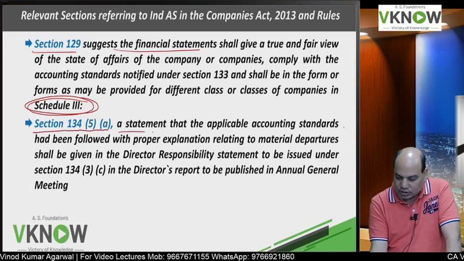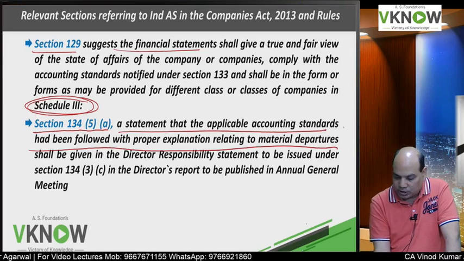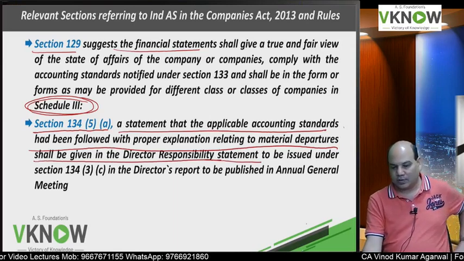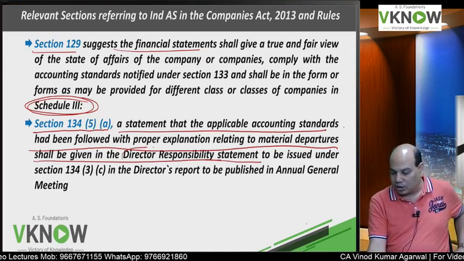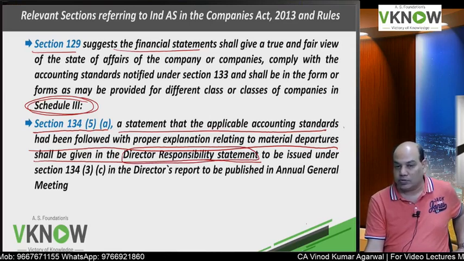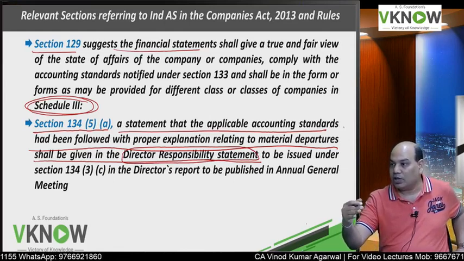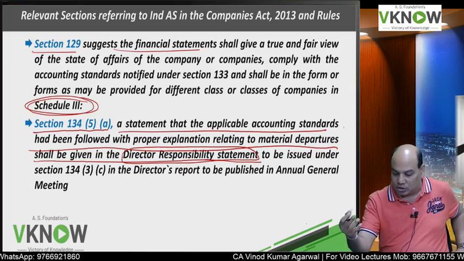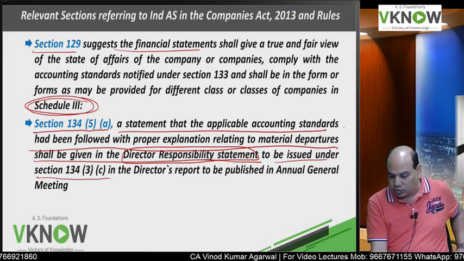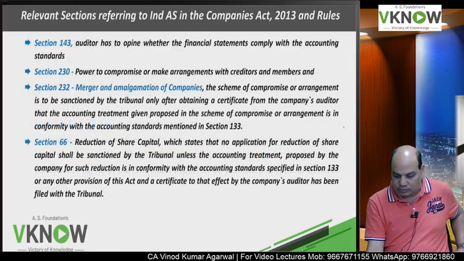Then there is section 134(5)(a): a statement that applicable accounting standards have been followed, with proper explanation relating to material departure, shall be given in the director's responsibility statement. This I will explain. In the annual report you will find there is a director's responsibility statement, and the directors will have to mention whether they have departed, that means deviated, from an accounting standard, with an explanation of why they had to deviate, to be issued under section 134(3)(c) in the director's report, which is published in the annual general meeting.